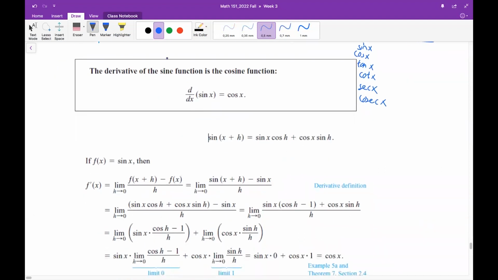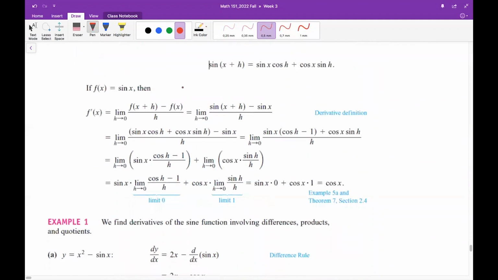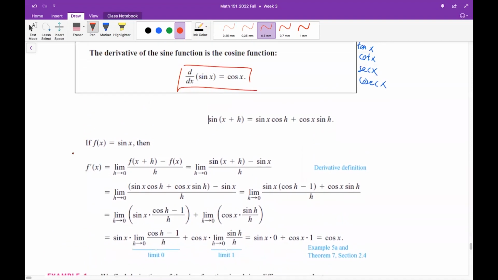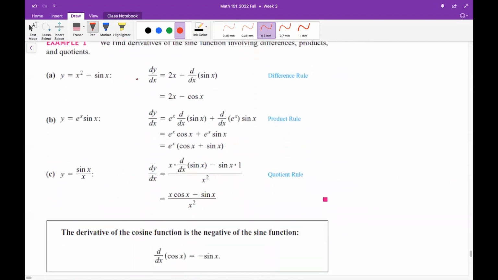The derivative of sine x is cosine x. And here you can find the proof of it. For the time limitations, I will skip this proof for now, and I leave the proof here in your lecture notes. Maybe you may wonder how to prove it, and you can find the proof here. But what we are going to do is to apply this rule and try to solve more and more examples.